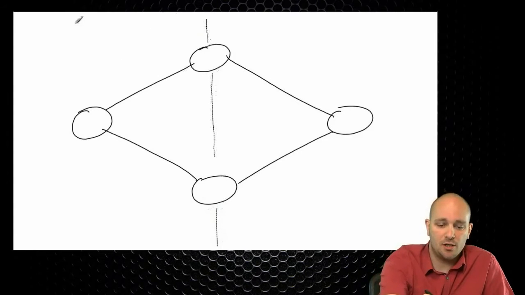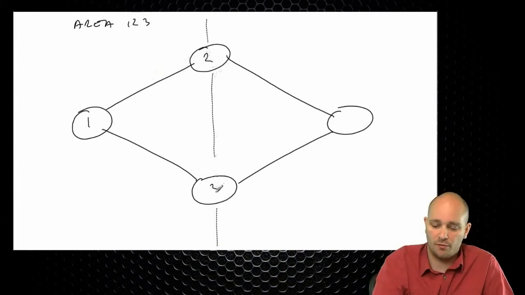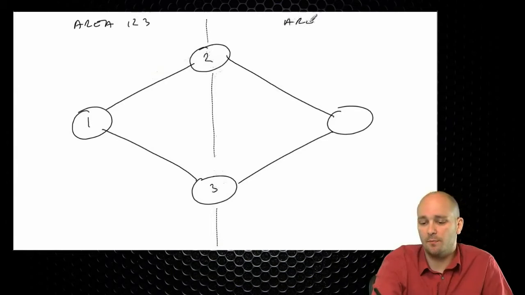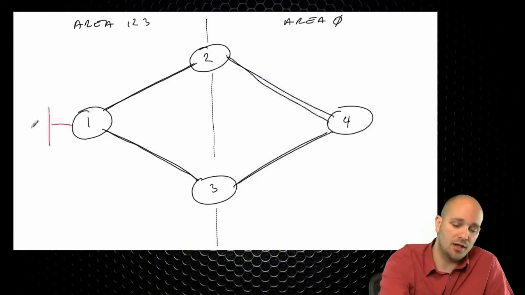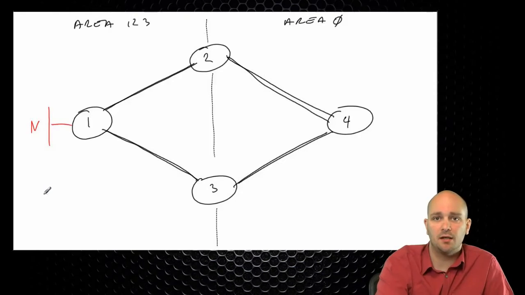So let's say that this here is area 1, 2, 3, and these are routers 1, 2, and 3. And let's say that this here is area 0. And let's say that this is a router 4. All links in this network are of equal cost. And let's say that R1 here has some external network N that is being injected into our domain.